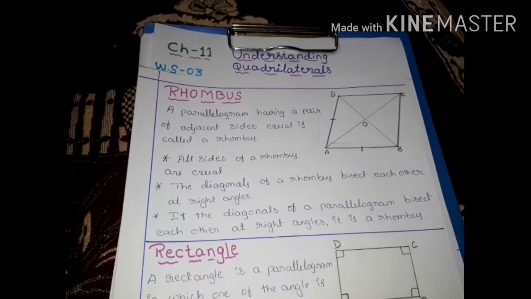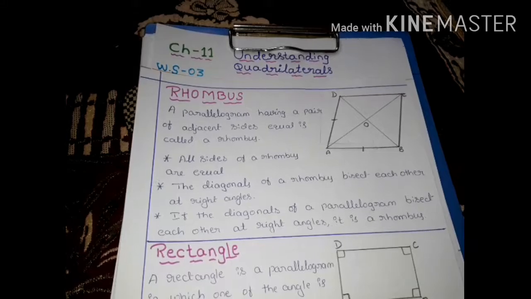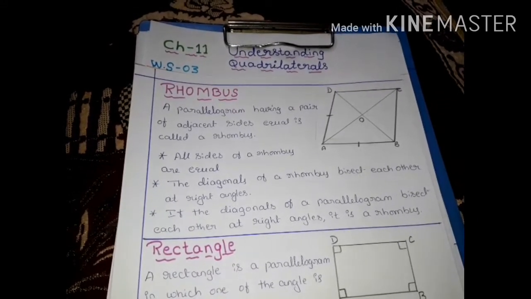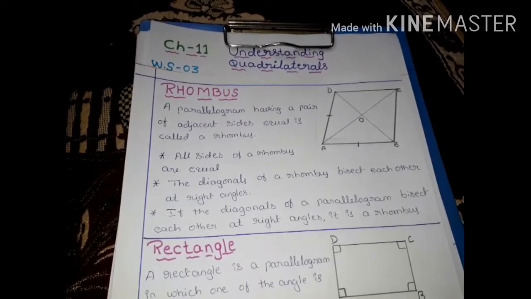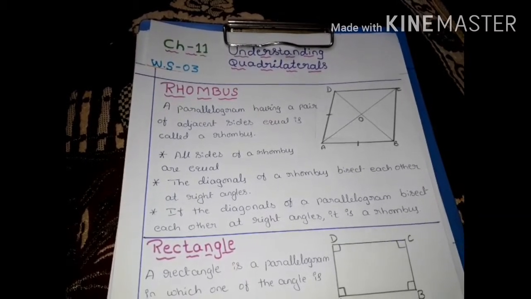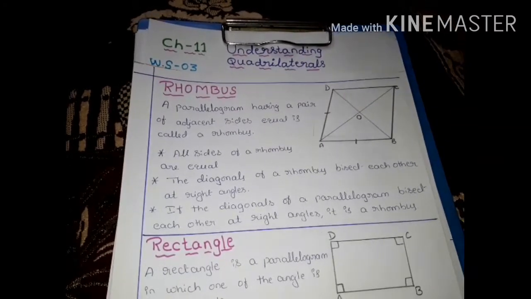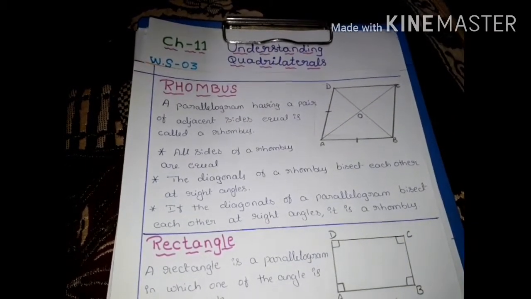In the previous session we started a new chapter, chapter 11, understanding quadrilaterals. Under that we discussed worksheets 1 and 2, where we solved problems related to trapezium and parallelogram. Today we are going to start worksheet 3.